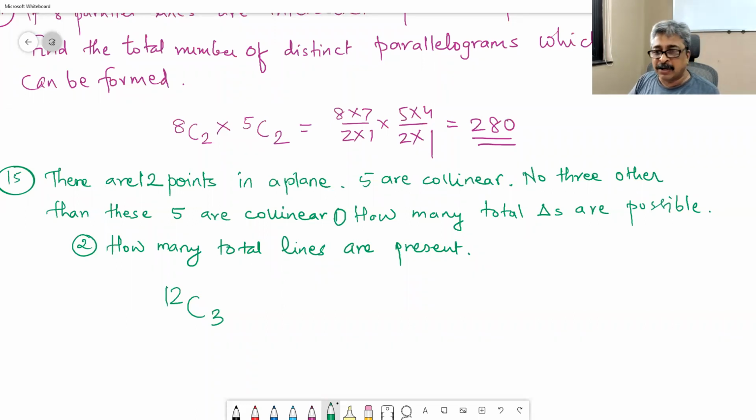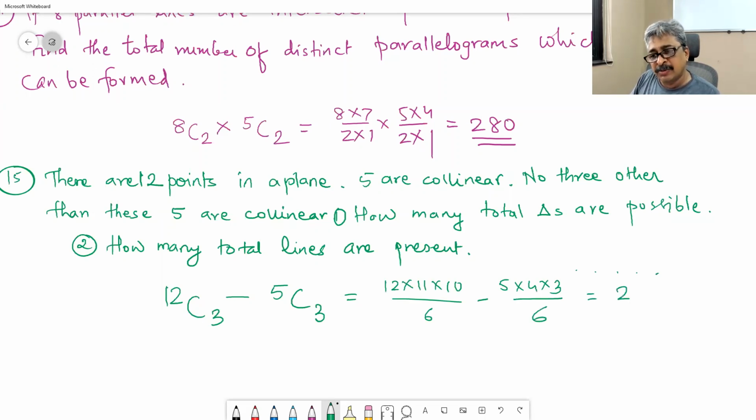If these 5 points were not collinear, they would have produced 5 choose 3 triangles, which are not available now and hence need to be subtracted from the total that we have counted, which makes it 12 into 11 into 10 upon 6 minus 5 into 4 into 3 upon 6. Answer is 210.